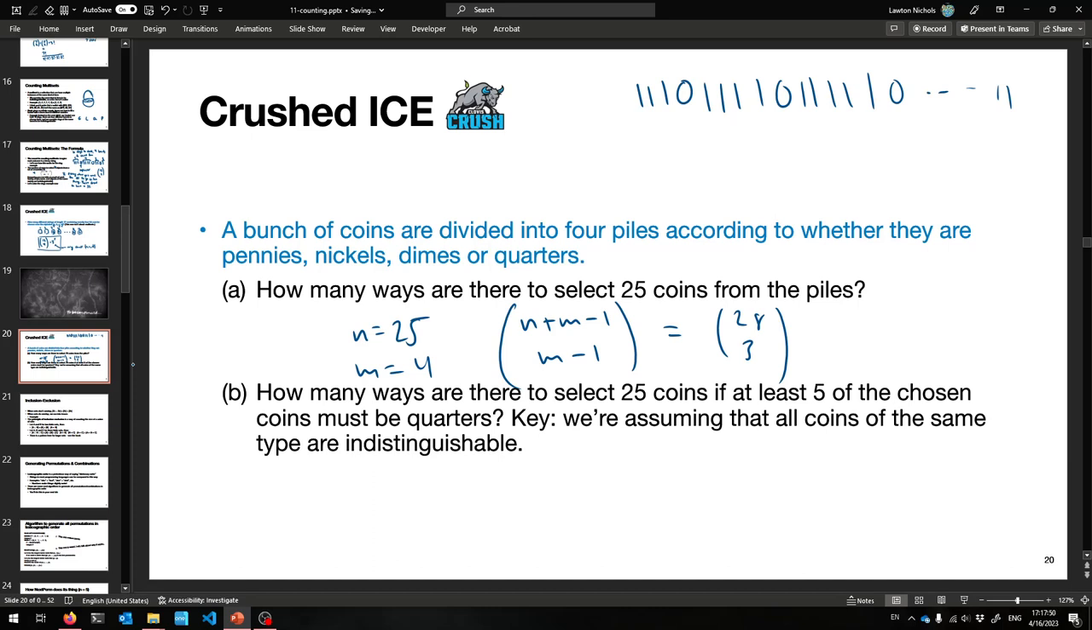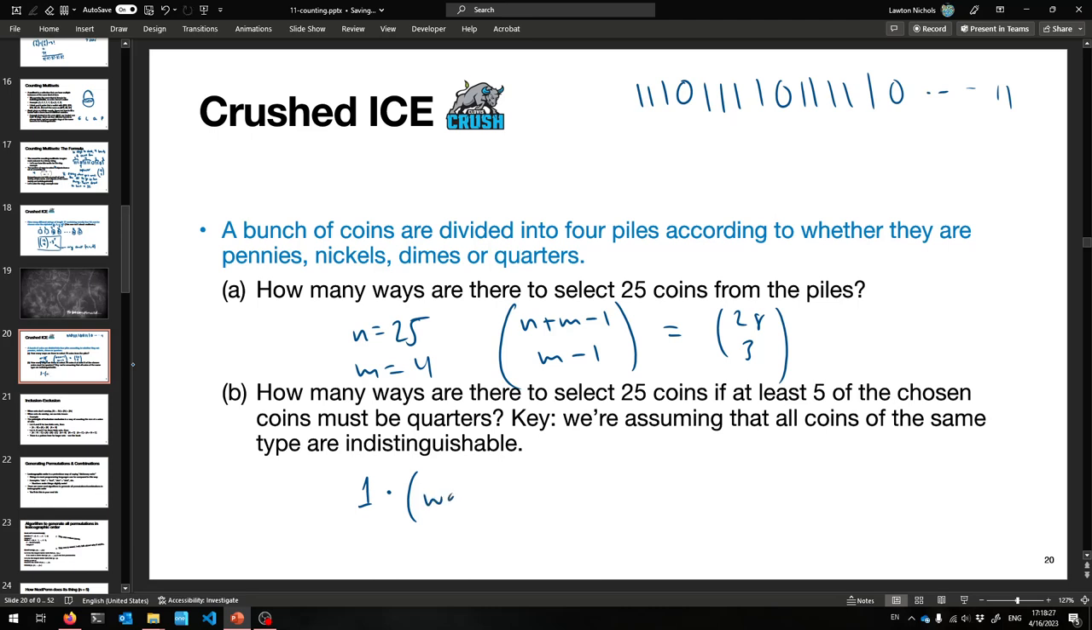And then part B is this. How many ways are there to select 25 coins if at least 5 of the coins must be quarters? So the idea is, we have to force ourselves to pick 5 quarters at least. And how many ways are there to pick 5 quarters, assuming that quarters are indistinguishable? Well, there's only one way to do it. Just grab 5 quarters. I hope that makes sense. And then you're going to multiply that by all the ways to select the rest of the coins. If you forced 5 to be quarters, then you only really have a choice of 20 coins. Does that make sense?